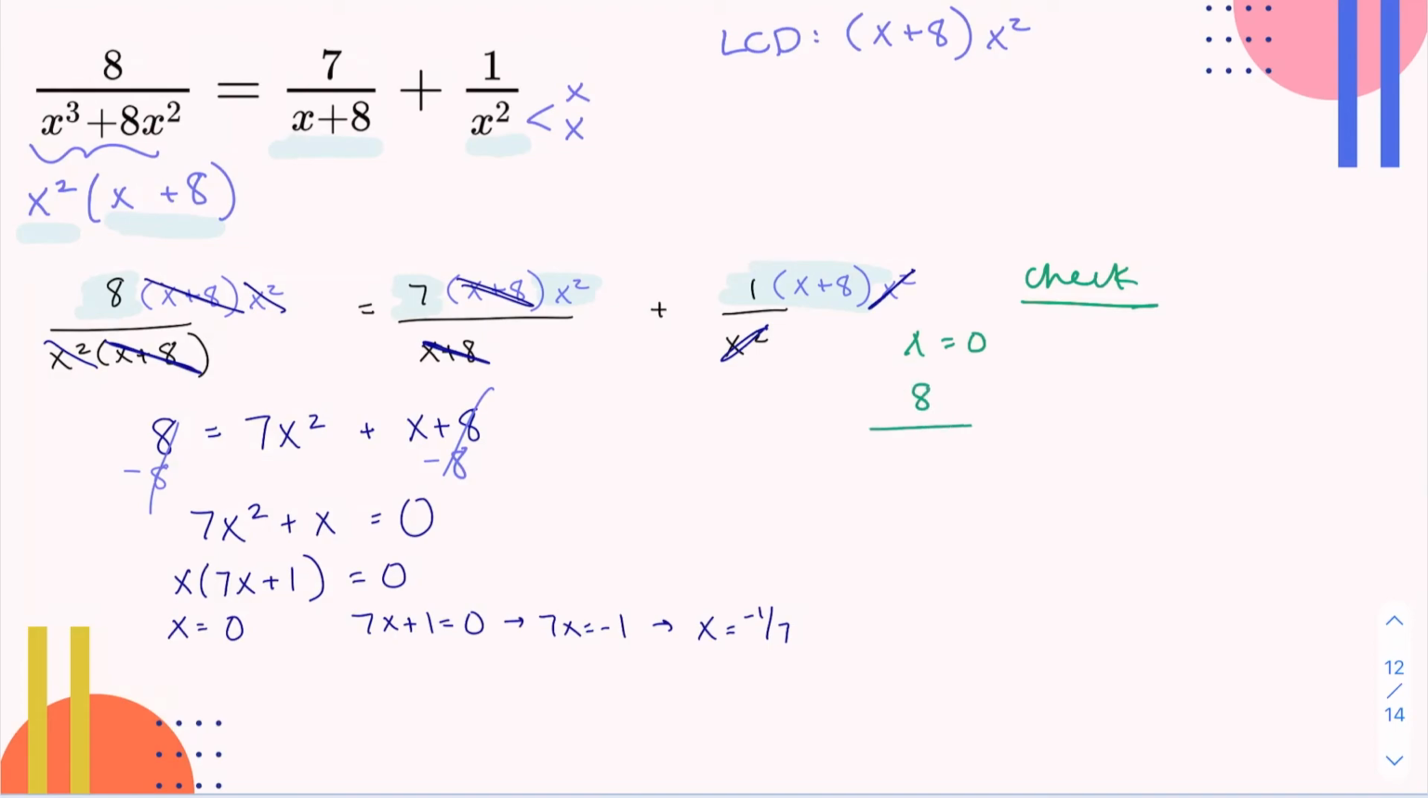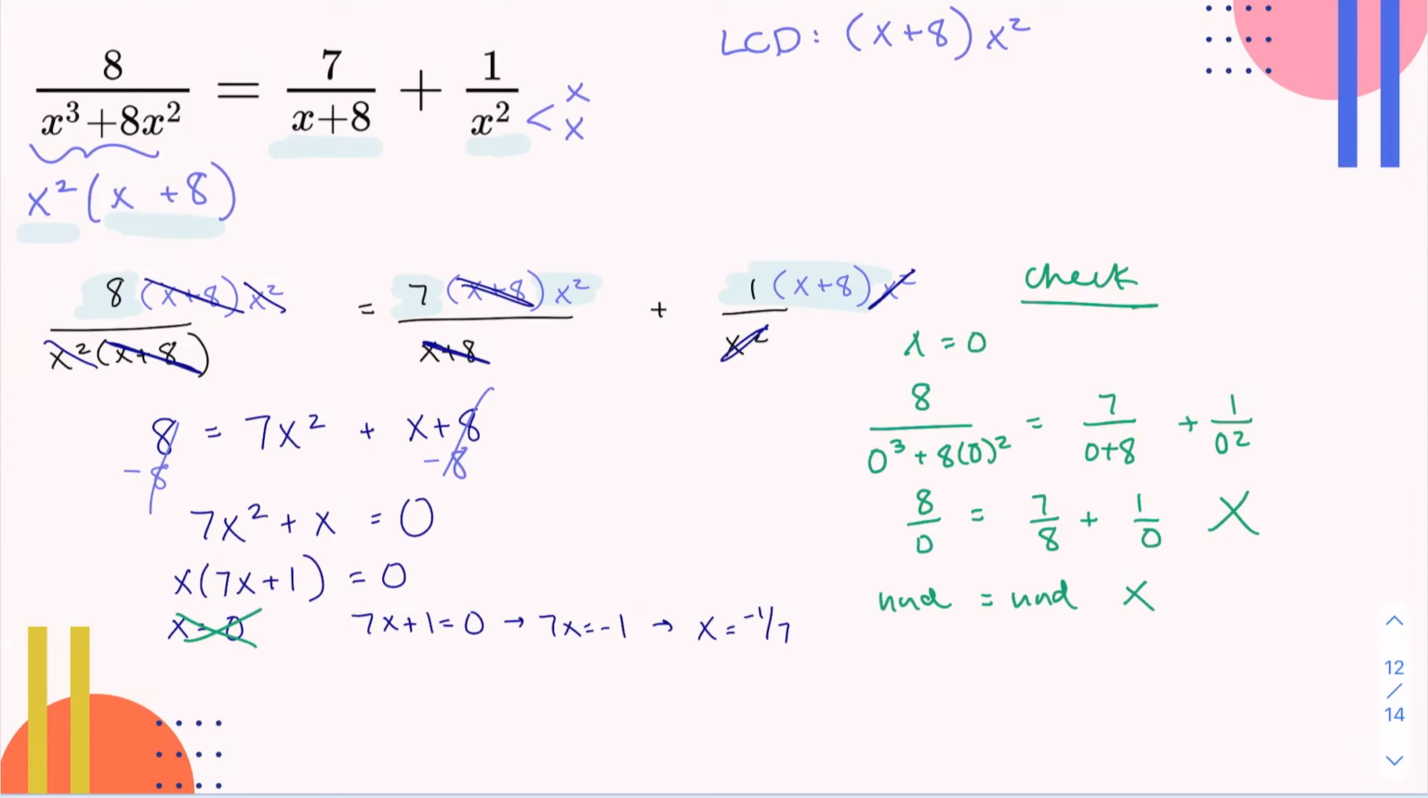So we'll plug it into the original equation. 8 over 0 cubed plus 8 times 0 squared equals 7 over 0 plus 8 plus 1 over 0 squared. And then you can call it quits there. You can say, that's undefined. Can't divide by 0. Or you can more simply just write 8 over 0 equals 7 over 8 plus 1 over 0. That is not true. You could say, undefined equals undefined, so it doesn't work. Right? All three of those ways show me that you know what checking is, and that if you cross out 0, I can see why.